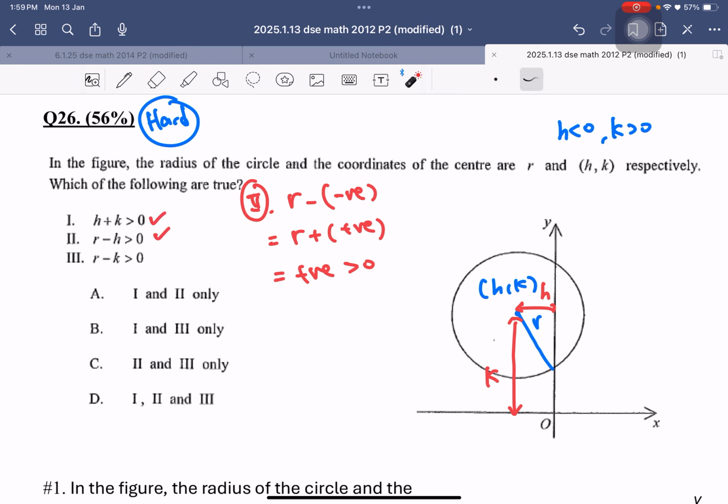Then how about the third one, r minus k? This is your r, the radius. But k is actually greater than the radius. You see from the graph, this is k and this is the radius. For example, this is 2 and k is 3, so k is bigger than r. So r minus k is going to be smaller than 0, so this must be wrong. So the answer must be A. It's not that hard actually.